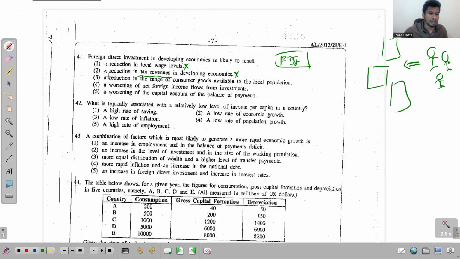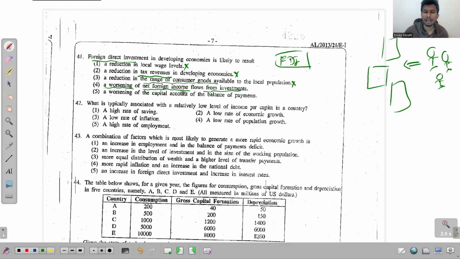Question 41, the third one. Foreign direct investment in developing economies is likely to result in a reduction in the range of consumer goods. Totally unacceptable. This is totally false. When the production increases due to FDIs, as consumers, we will have a wide range of choice. The fourth one, worsening of net foreign income from investments.